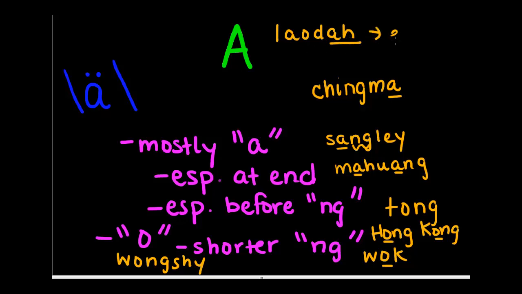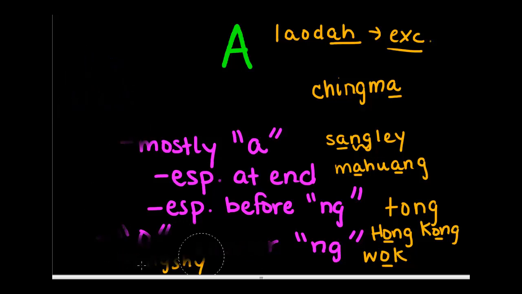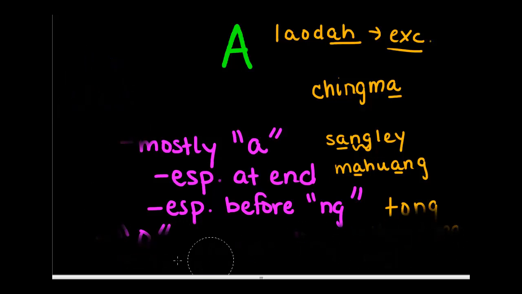This is like an exception. Okay, but usually we have that A or that O for the ah sound. So it's not too bad. Two options. So definitely not that bad. So now we can go on to the next sound with the letter A.